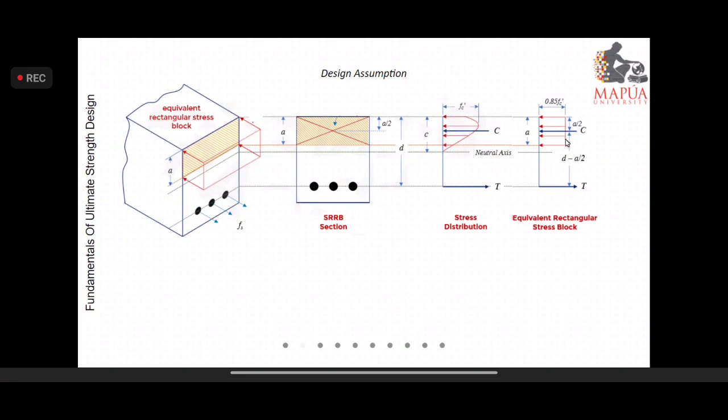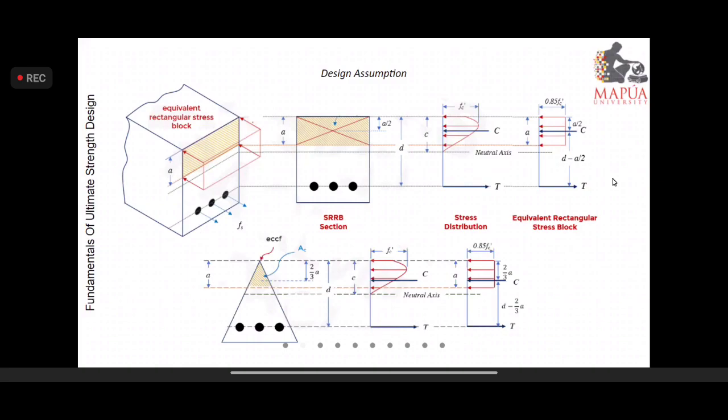Nakita yung labas eh. In this rectangular equivalent stress block. Kailangan ni ano, yung backlight. Oo. Baka lumayan.